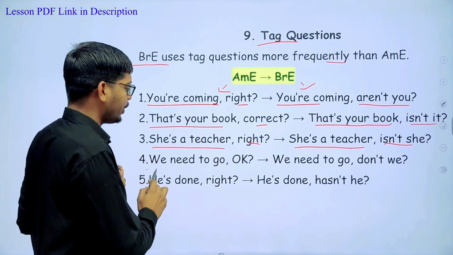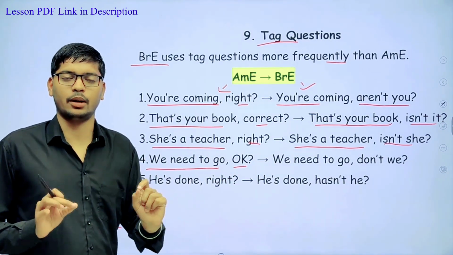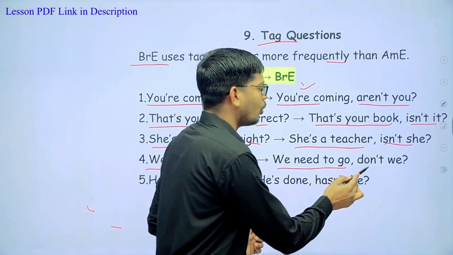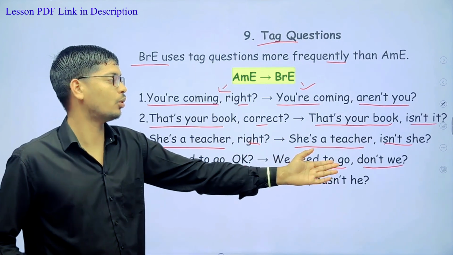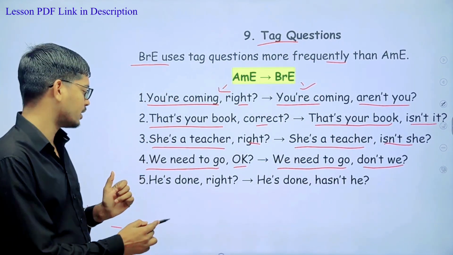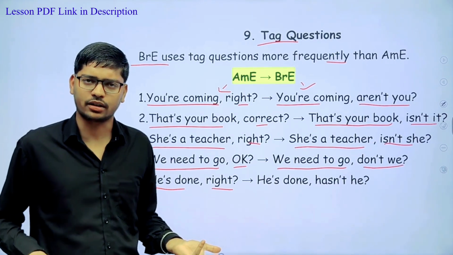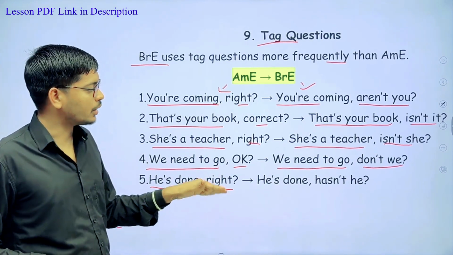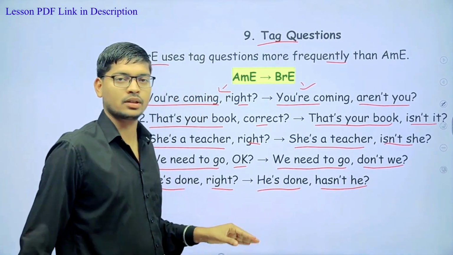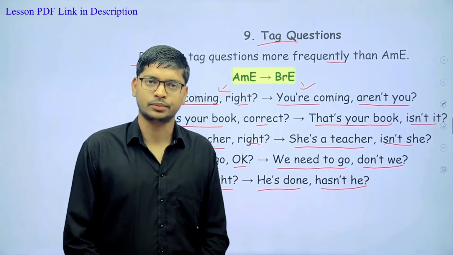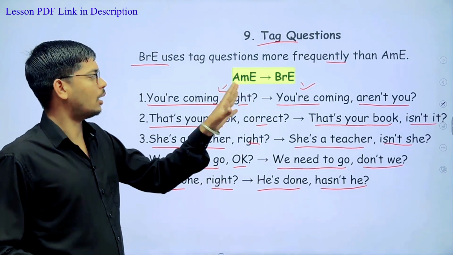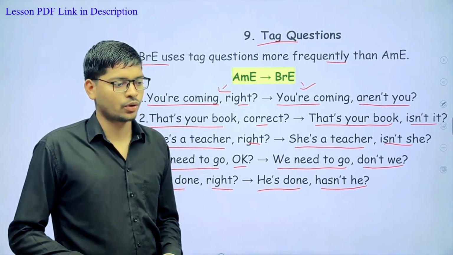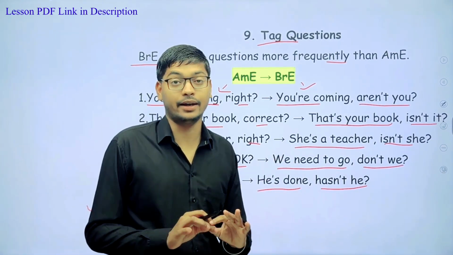Next, we need to go, okay. In American English, we say we need to go, okay. But in British English, we need to go, don't we? Next, she is done, right? We say that in American English, but in British English, she is done, isn't she? Okay, so this is the difference between American and British English tag questions. So you understand? Let's see our next and last difference.